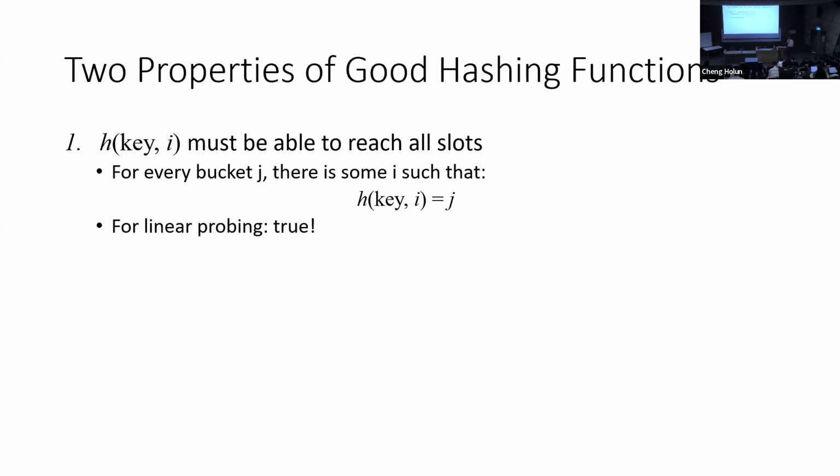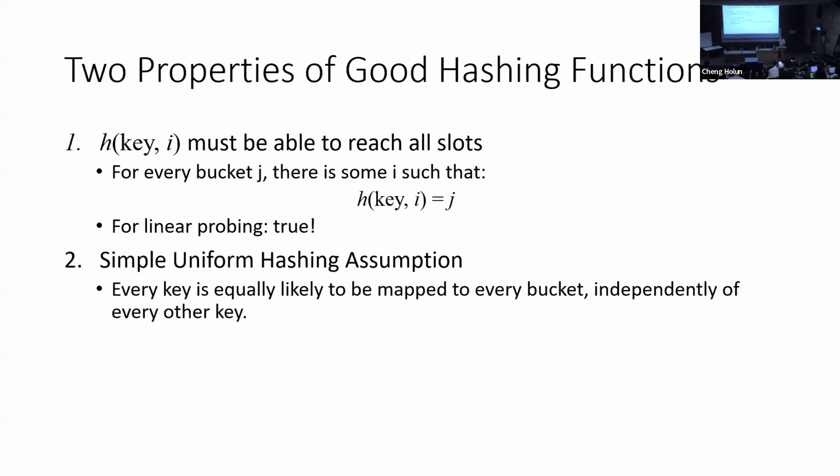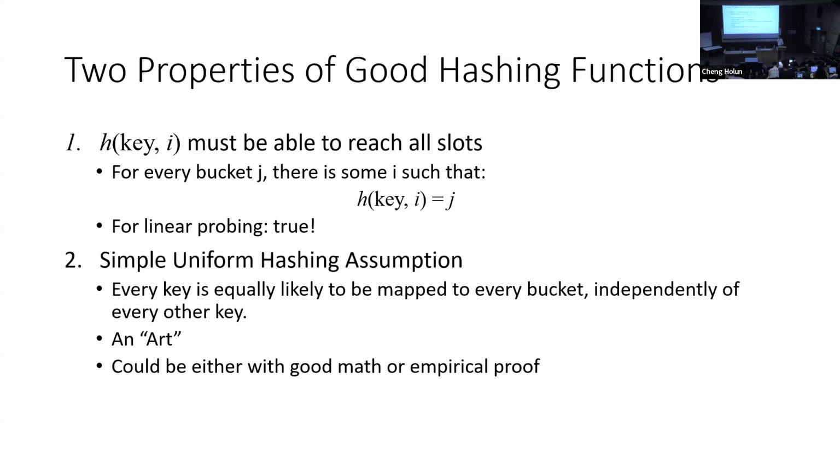So if you have 10 slots, you take modulo 10, but quadratic probing may not be able to reach some slots. And you want uniform hashing, where every key is equally likely to go to any slot, and this is hard to design. Usually people either have very good math, probability and statistics, or they use something called empirical proof. Empirical proof means I simulate my hash function, run statistics and do experiments to see how my hash function performs.